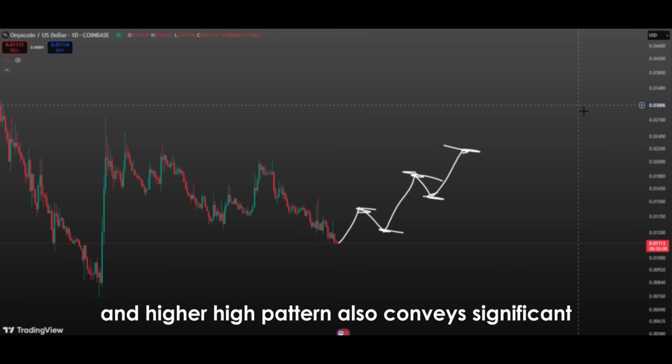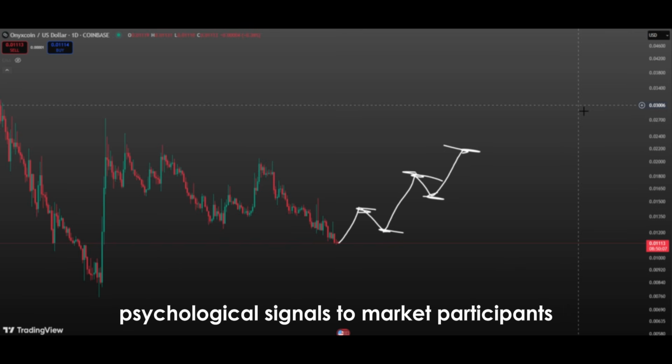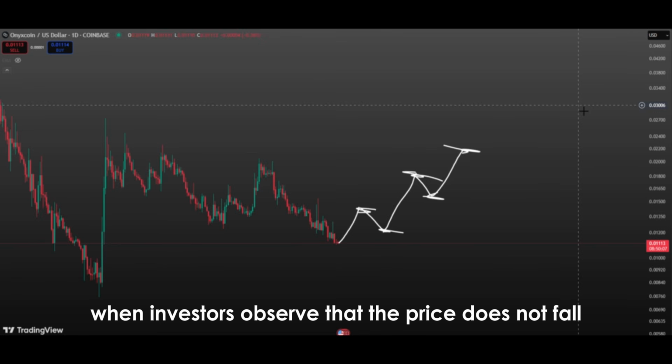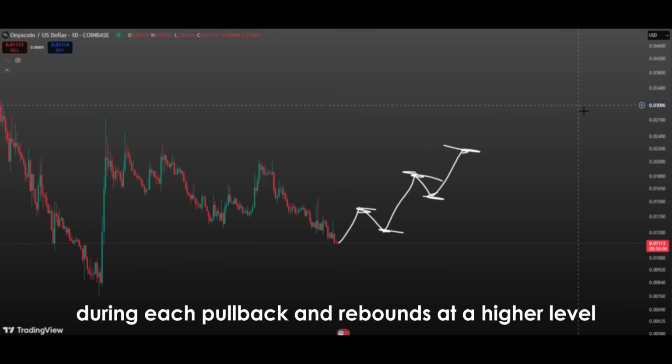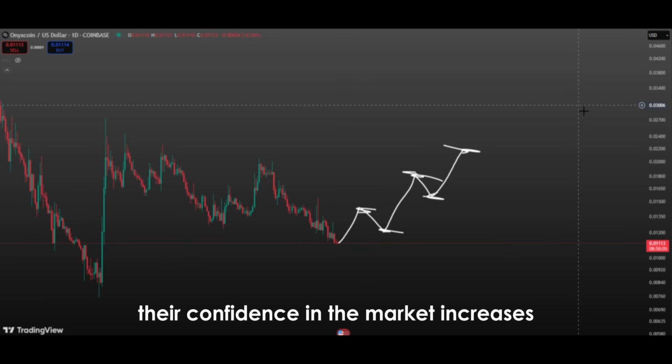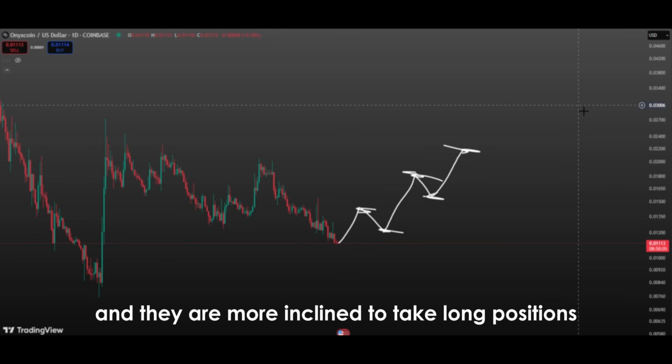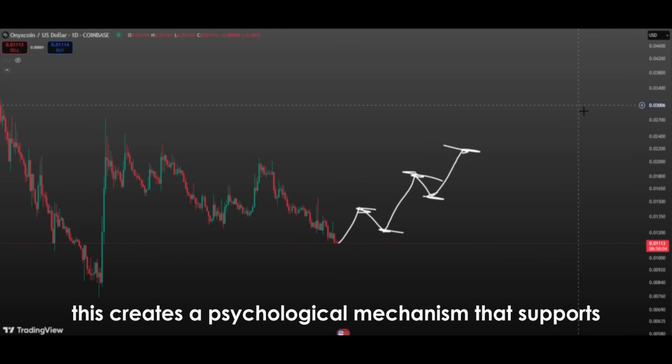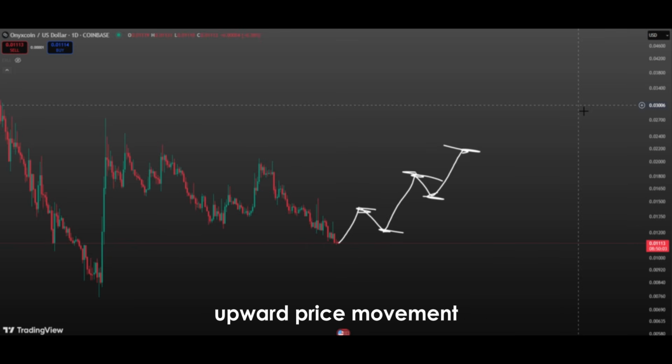This structure provides investors with the ability to assess the market's current momentum and the sustainability of the trend. The higher low and higher high pattern also conveys significant psychological signals to market participants. When investors observe that the price does not fall during each pullback and rebounds at a higher level, their confidence in the market increases and they are more inclined to take long positions. This creates a psychological mechanism that supports upward price movement.